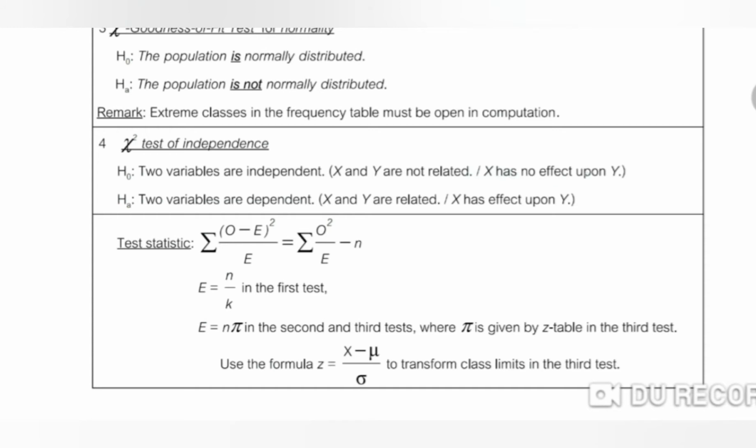X has no effect upon Y, but the best is X and Y are independent. HA: X and Y are not independent. This is the format of H0 and HA. The statistic formula is formula 8. Formula 8 and 9 are the same.